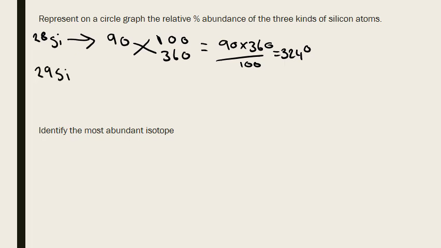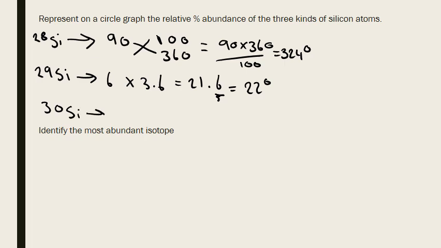So the silicon-29, we do 6 times 3.6, which equals 21.6. It ends with 0.6, so we can round up to 22 degrees. And silicon-30 is 4 times 3.6, which equals 14.4. Ends with 4, so we round down, so it's 14 degrees. Now, as you can see, this is how the circle graph should look.